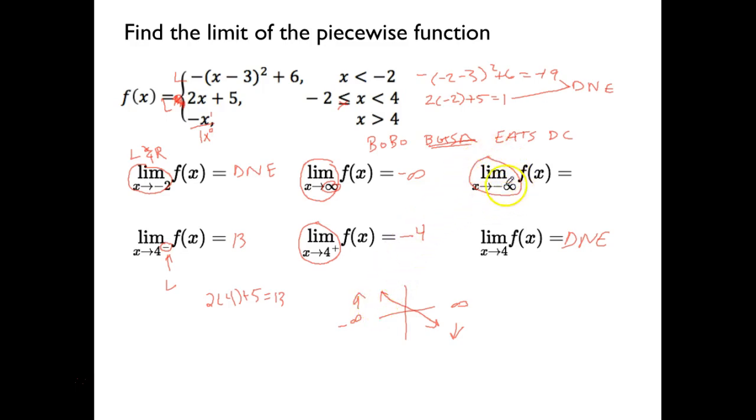Okay, let's do this one. The limit as x approaches -infinity. Now we're going to be using this top one over here. This is the one we're going to use for x approaches -infinity. And I can already tell you what that graph looks like, so I already know the answer. Let's do a little graph of it first of all.